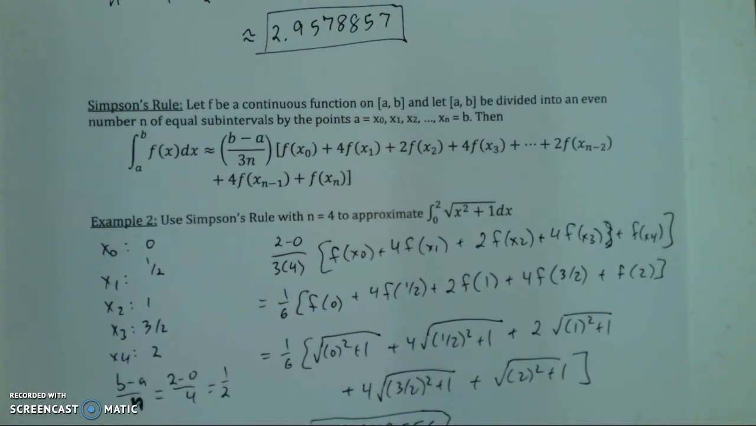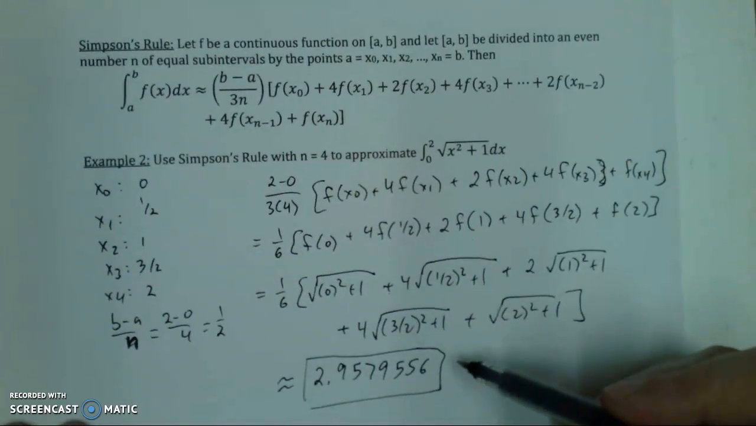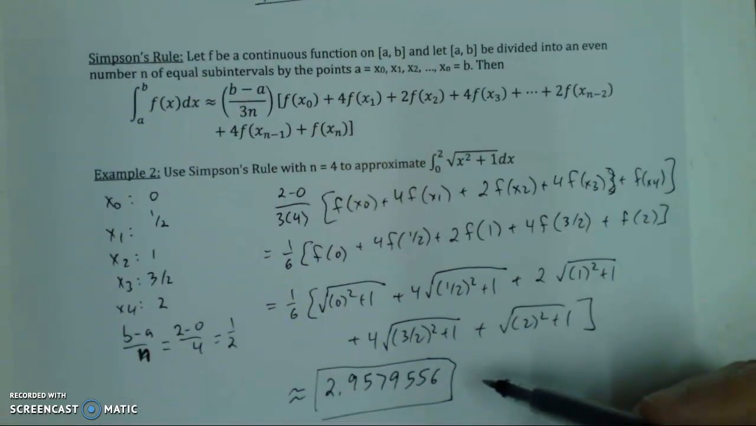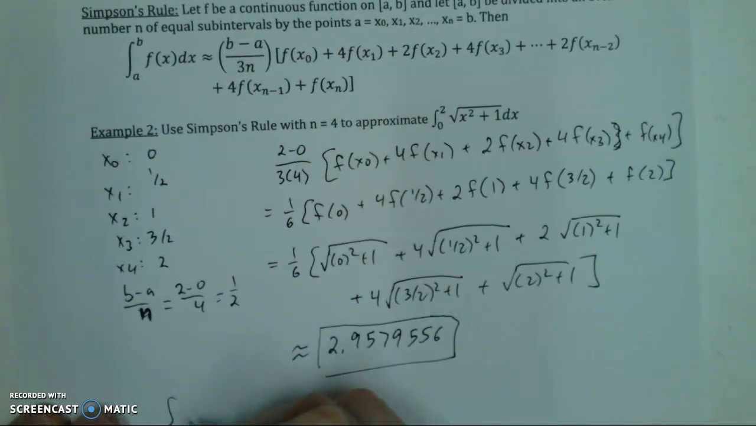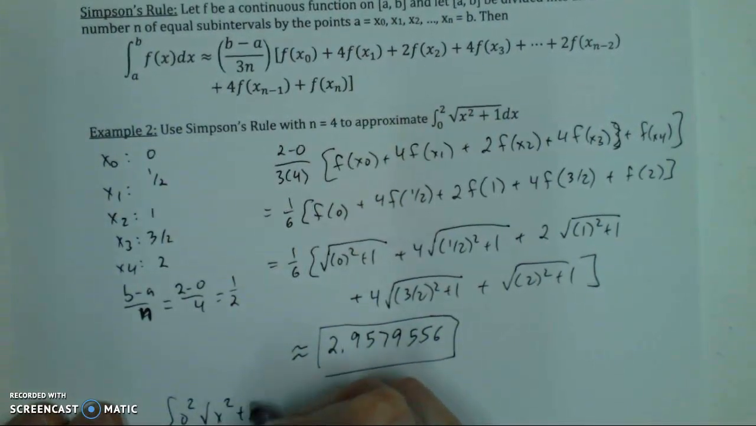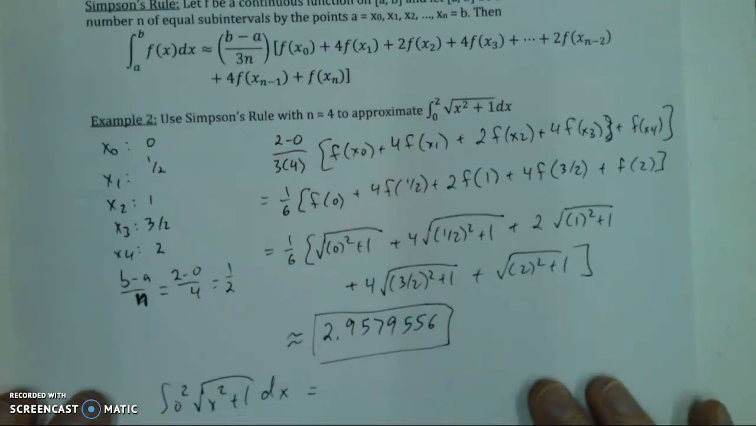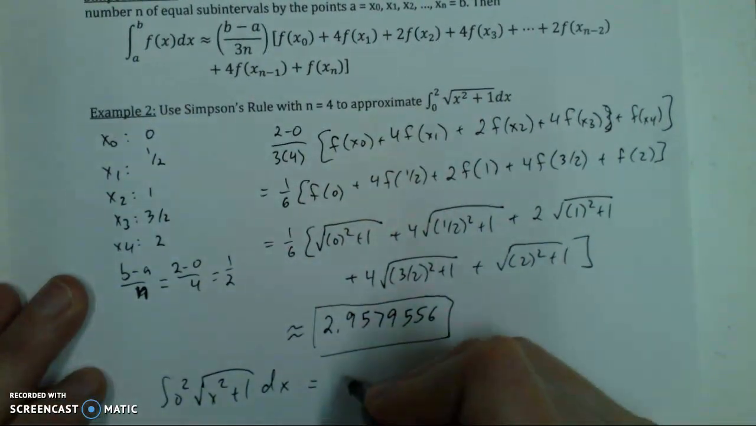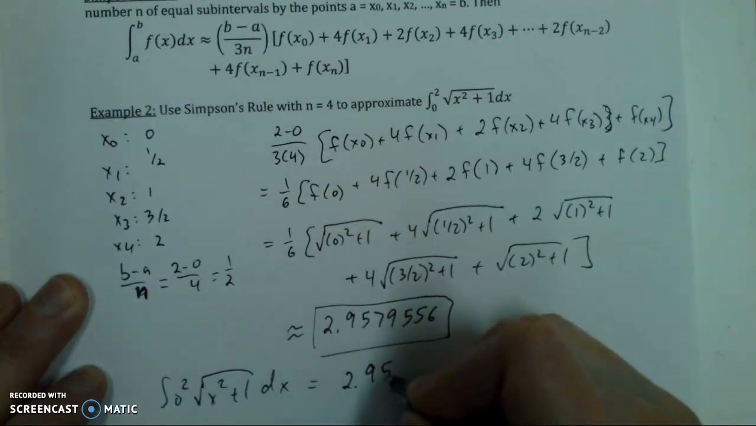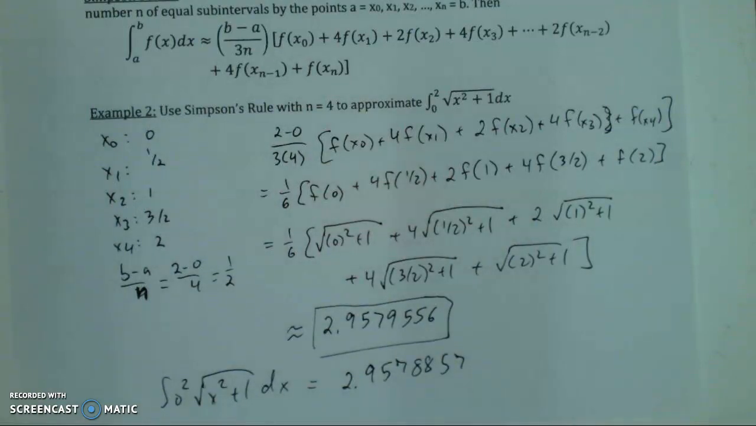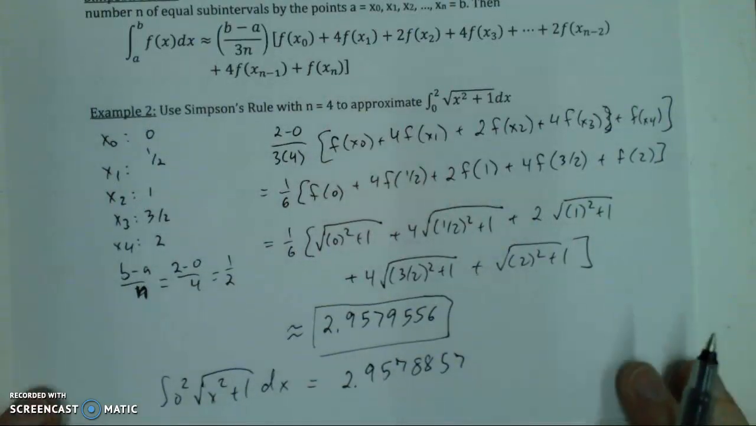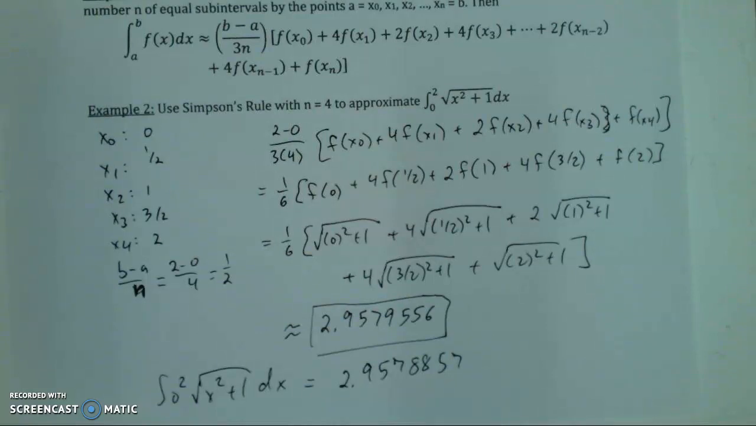Real quick, let's briefly look back up at the trapezoidal rule. These numbers should be fairly close to one another. However, Simpson's rule is generally going to be a better approximation. Now, real quick, I went ahead and actually did this integral on my calculator. So I used the fnInt, and typing that in my calculator, I got out 2.9578857. So as we look at that, Simpson's rule is the better approximation. Basically, Simpson's rule is a refinement of the trapezoidal rule.